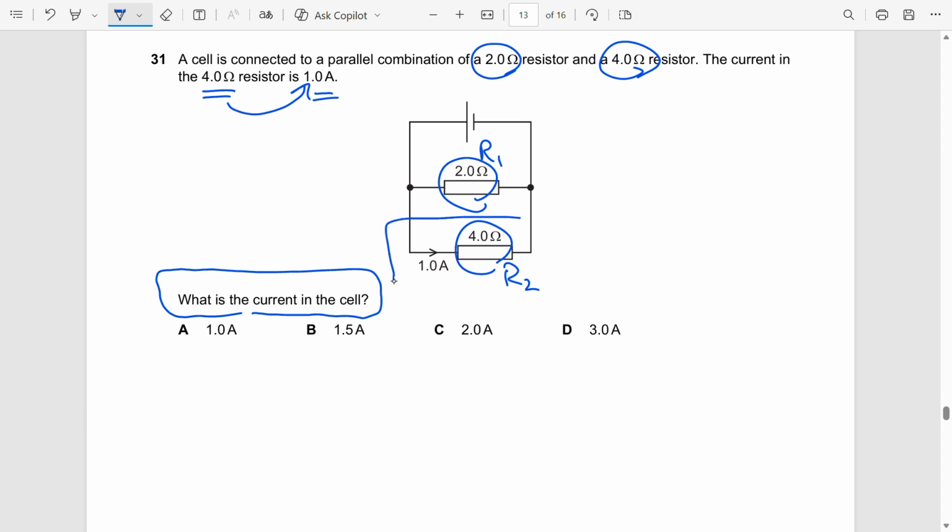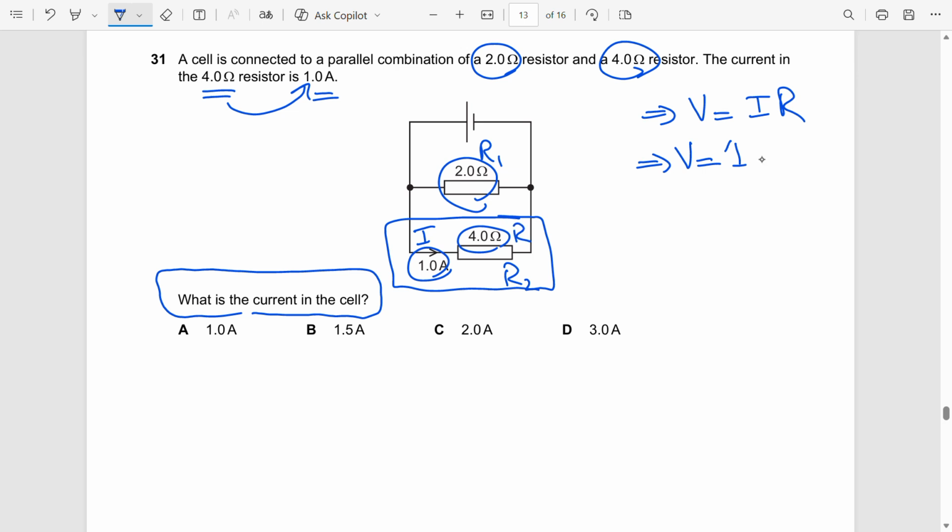Let's calculate the potential first, the voltage of the second resistor. What was Ohm's law? I told you in the last question, V equals IR. I is 1 ampere right here, and R is 4. 1 multiplied by 4, so the voltage is 4 volts right here. What is the unit of voltage? It will be volts.